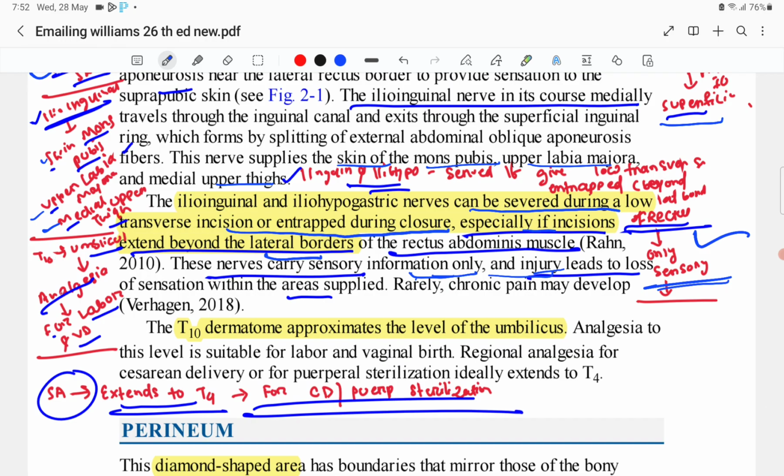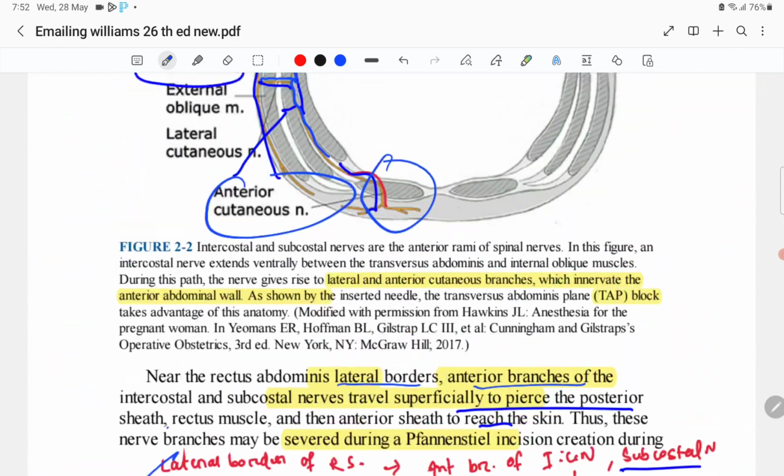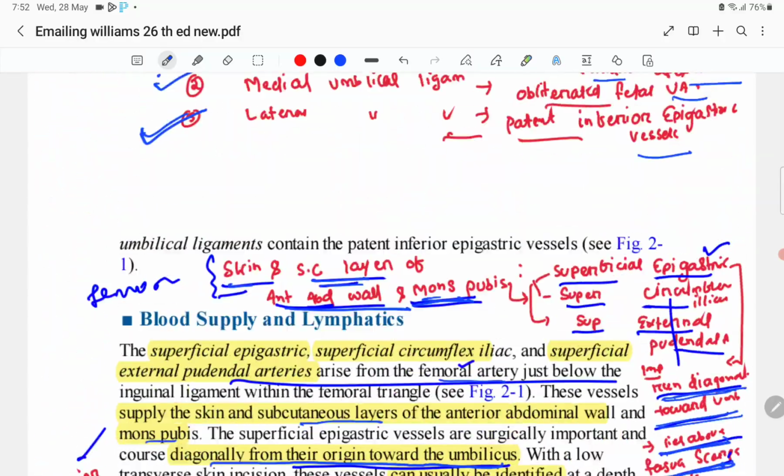And next thing is the dermatome. T10 is up to the umbilicus. So basically for normal vaginal delivery and labor pains you have to give a blockade. If you give epidural analgesia, the level should be up to T10 during vaginal birth, which is done easily. But for a cesarean delivery or puerperal sterilization, regional analgesia has to be extended up to T4. So basically these are the key points from the Williams Textbook of Obstetrics, chapter 2.